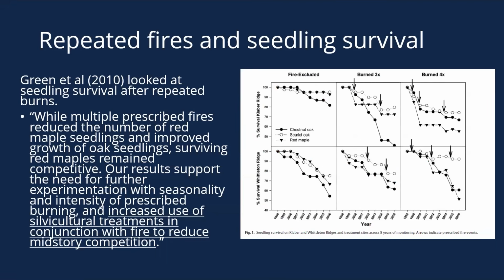And then the last thing on fire here, another study that looked at repeated burns. They found that sites burned 3 or 4 times over about an 18-year period had reduced numbers of maple seedlings and improved oak seedlings. There were still surviving red maples and they were still competitive. So these results support an increased use of other silvicultural treatments. They said fire alone is a good start, but you would probably want to use thinning or some other technique in addition to fully achieve oaks being in a competitive status. Right. So that's fire, a ton of information.